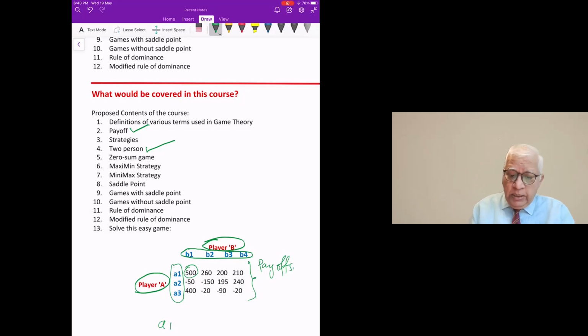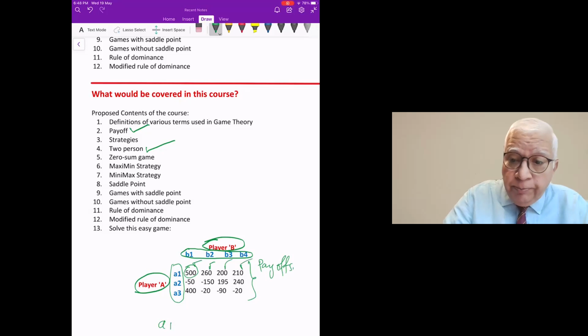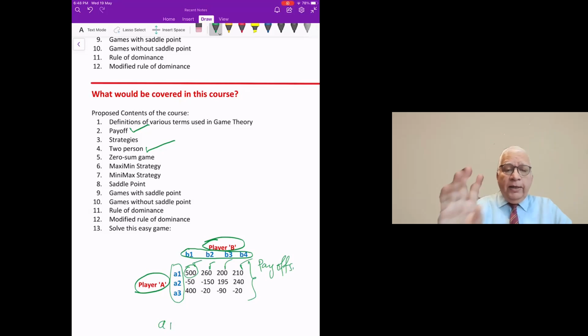Similarly, strategy A1 brings A gains of 500, 260, 200, 210. Now, there are various assumptions made in game theory. One assumption is that it's a two-person game, as I have already explained. It's a zero-sum game. That means whatever A gains, B loses.